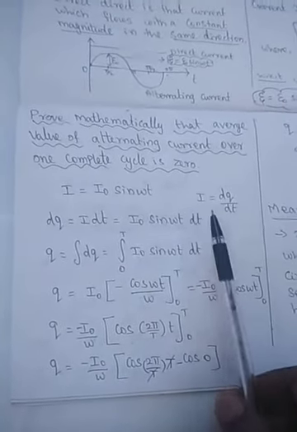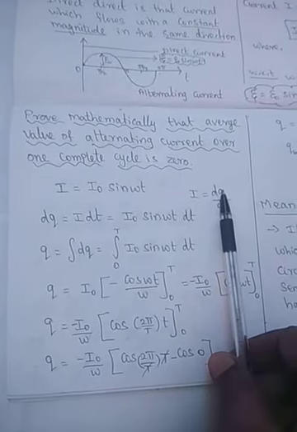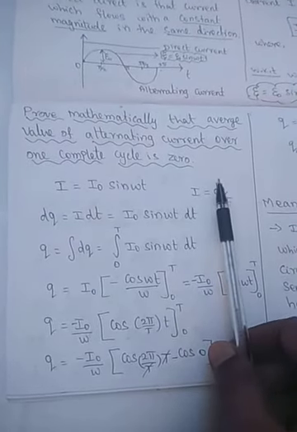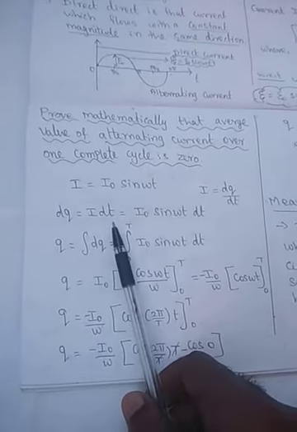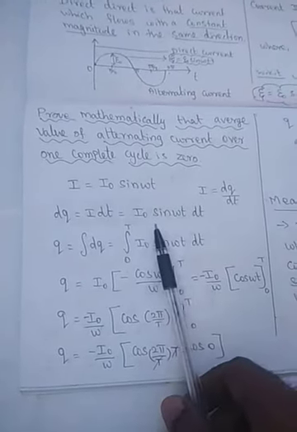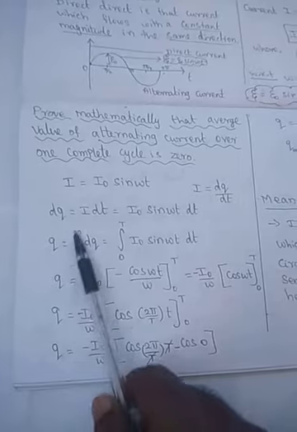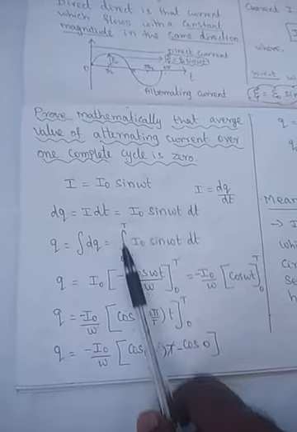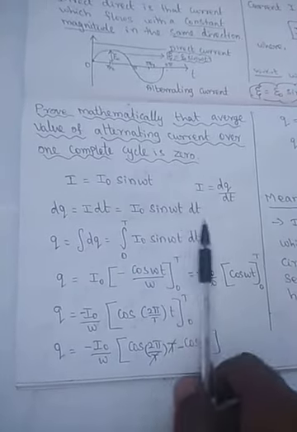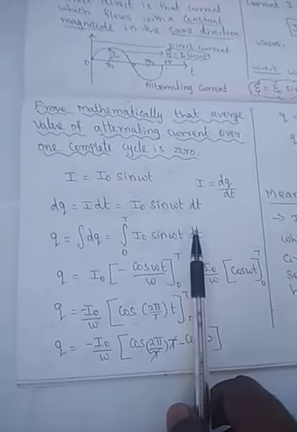So I is equal to I naught sin omega t. We already know that I is equal to dq by dt, the rate of change of flow of charge. The rate of flow of charge is called current. So dq by dt, and dt comes here, so dq is equal to I into dt. Instead of I, you substitute I naught sin omega t into dt. If you want the total charge, integrate on both sides. Integrating the small charge dq, we get the total charge q, then integrating I naught sin omega t into dt, with respect to t only we have to integrate.